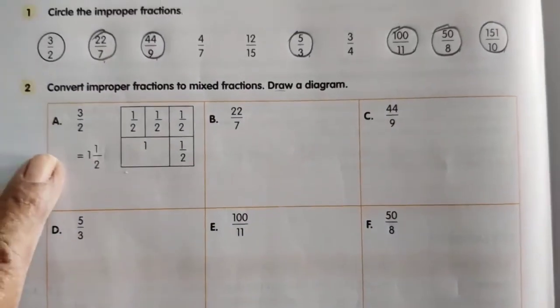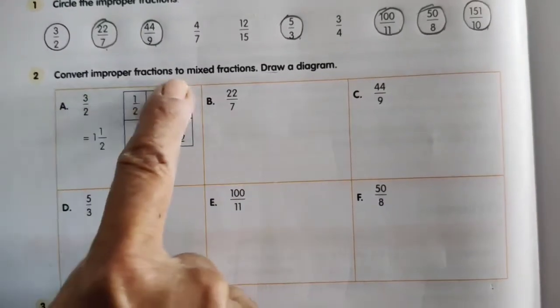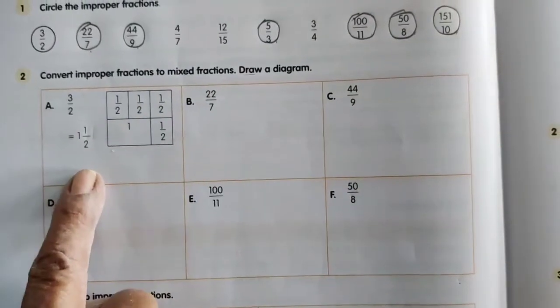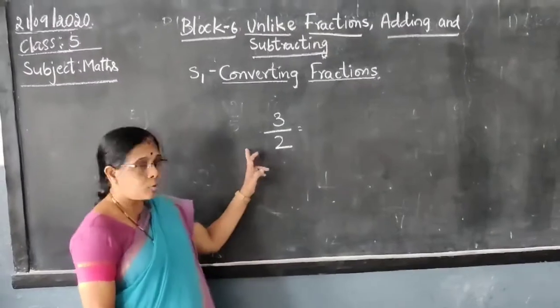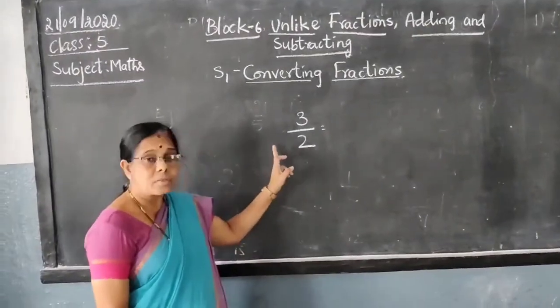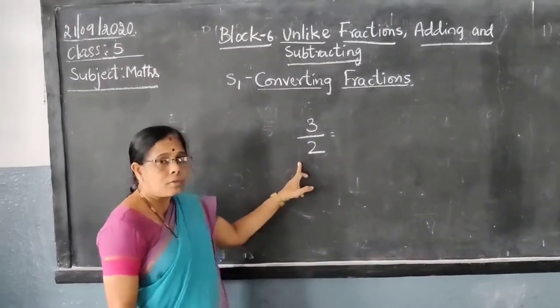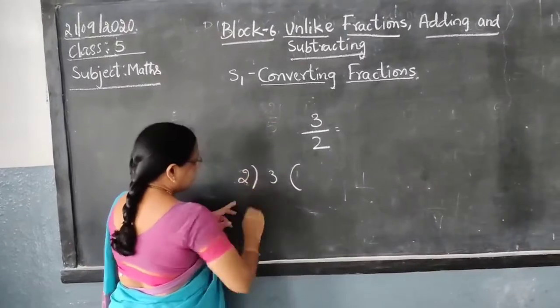Now B bit, 3 by 2. They are asking here, convert improper fraction to mixed fraction. Draw a diagram. This sum I will show on board, children. Now I will show you first that example sum on board, children. This is 3 by 2. First I divide 3 by 2.